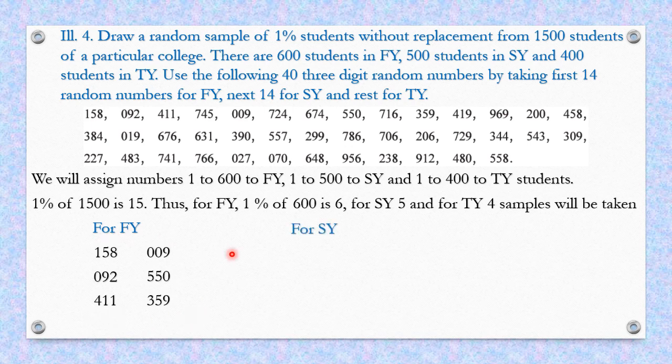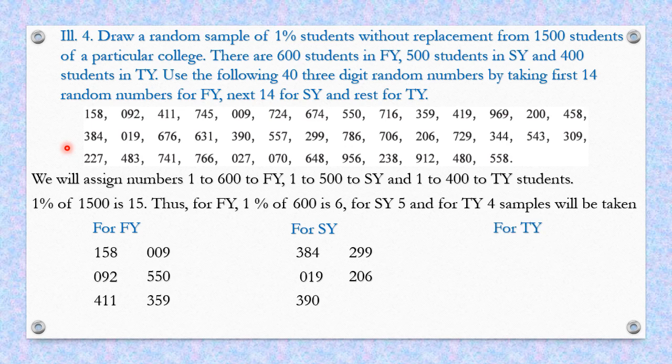Next, second year. Now the strength of the second year is 500 students. So when we are selecting students from this row, we will ignore any value which is greater than 500, for example 676, 631, etc. Let's start. First one is 384, then 019, ignore 676, ignore 631, then 390, ignore 557, 299, then ignore 786 and 706, take 206, ignore 729, take 344.